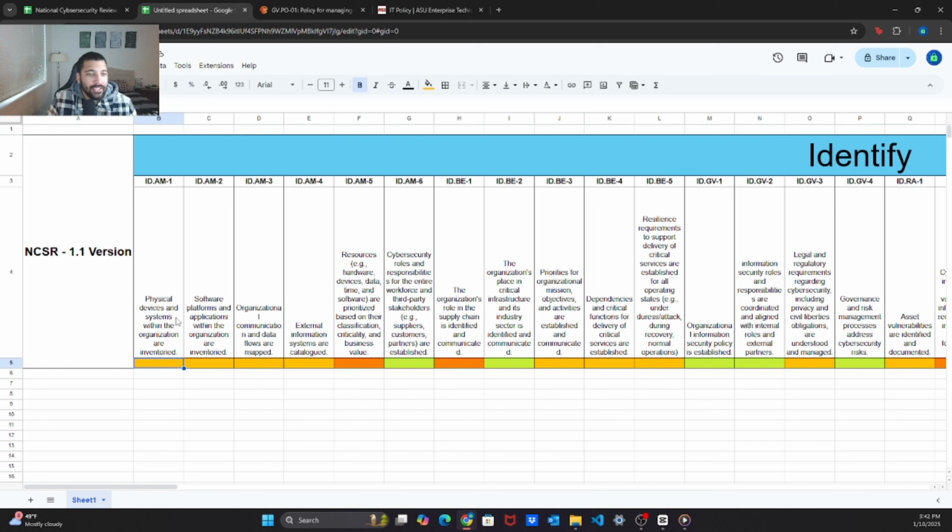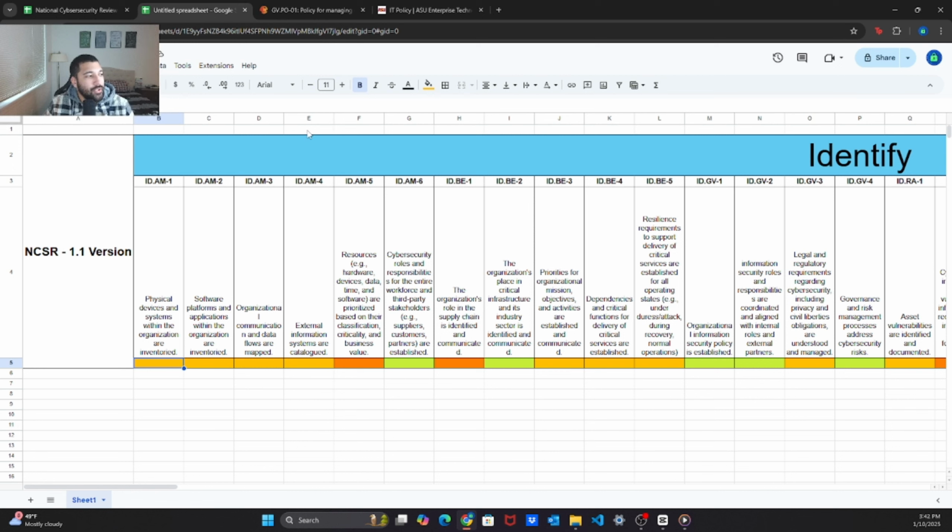And as you read here, it says physical devices and systems within the organization are inventoried. So what that means essentially is you have some sort of inventory of your physical assets, your physical devices and systems. They're inventoried, whether it's by sticky note or optimized barcode, bloop, it's there. Now it's on layaway. Okay?